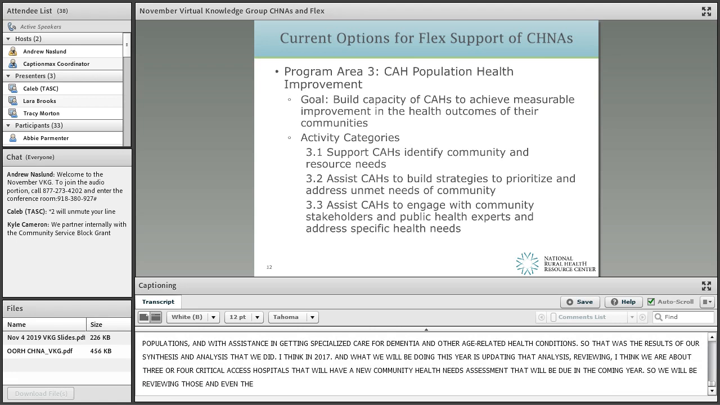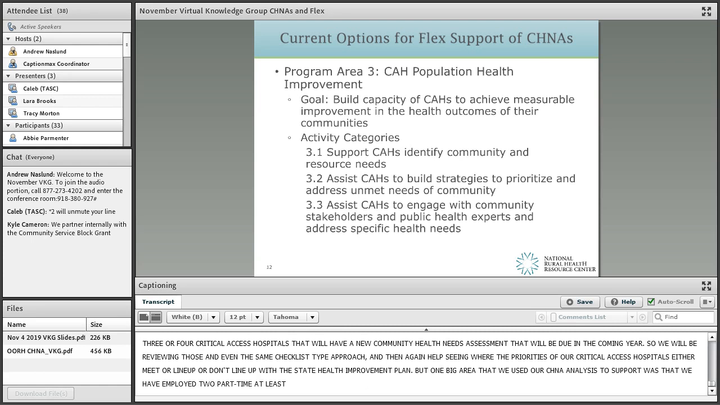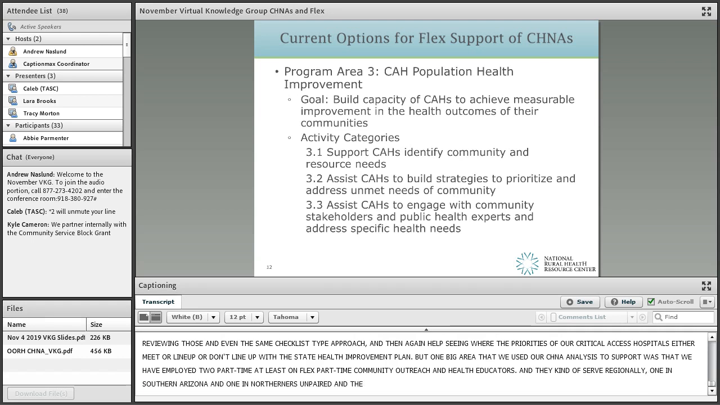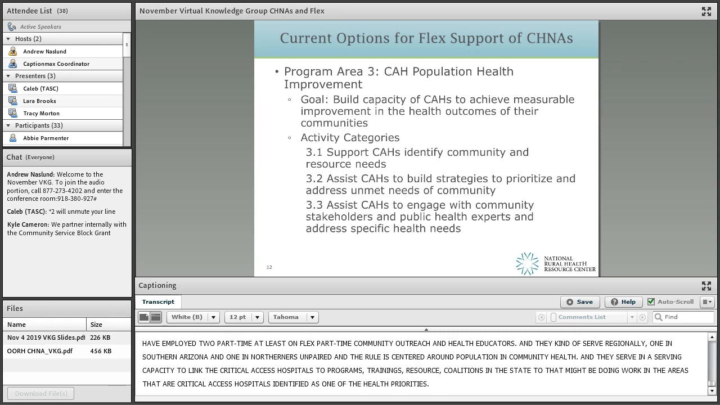To understand how our critical access hospitals' health priorities lined up or didn't line up with the state health priorities, we compared individual CAHs to the state health priorities. We found that access to care, behavioral health issues, and healthy lifestyle issues were shared between our critical access hospitals and the state health improvement plan. The one area that was different was needs of an aging population. That identified for us that our critical access hospitals are serving, as the demographics would suggest, an older population, and they were looking for support for senior and home health, for behavioral health needs specific to older populations, and for assistance in getting specialized care for dementia and other age-related health conditions.